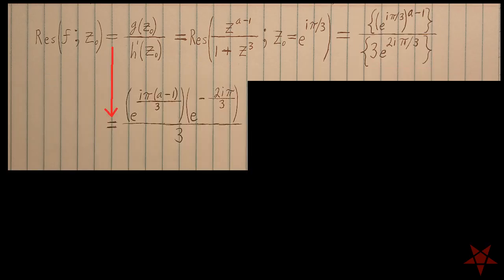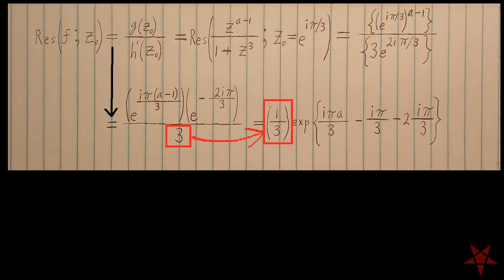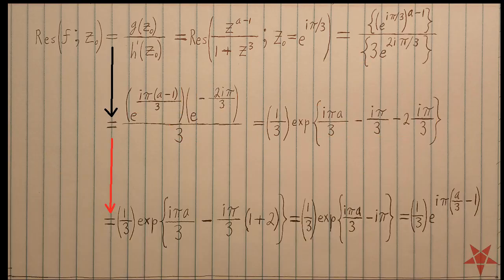The exponential in the denominator can be pulled into the numerator via a sign change in the exponent. From here, we pull the 3 in the denominator to the front of the expression and combine the exponents of e. The iπ/3 terms combine with the effect of canceling out a 3 in the exponent's denominator. We now have the expression 1/3 times e^(iπ(a/3 - 1)) for the residue of f at z naught. Why don't y'all put a pin in that while we solve some path integrals?